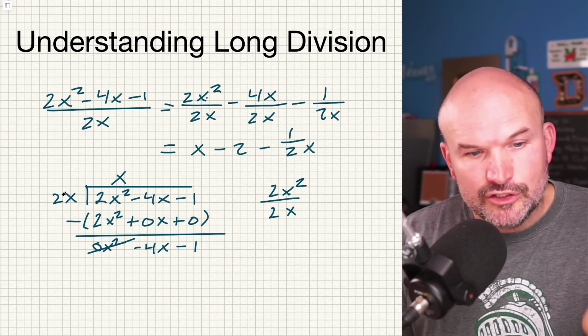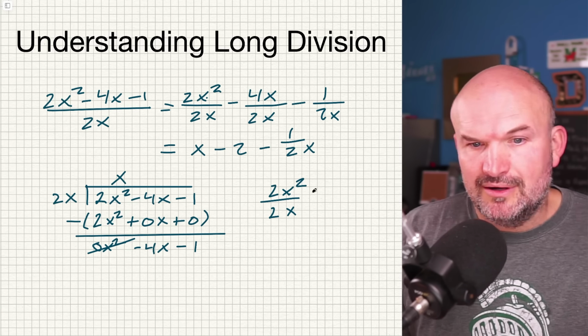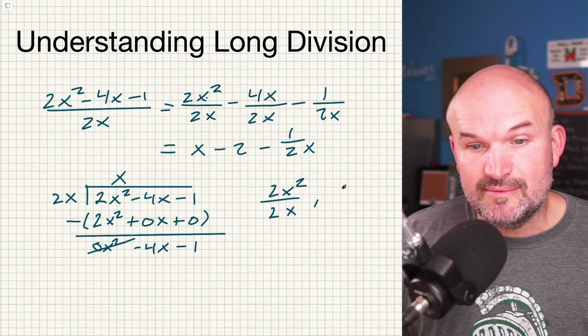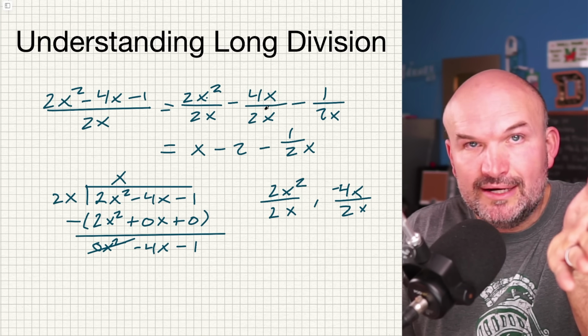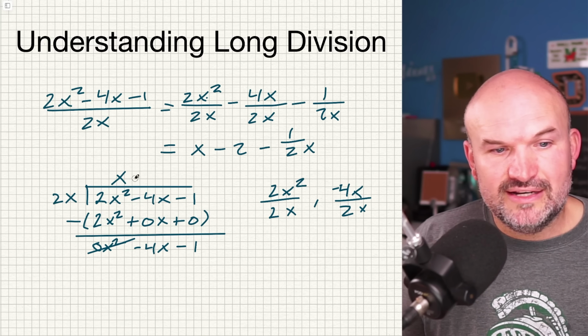Now we got to do it again. 2x divides into a negative 4. How many times does that happen? Well, again, just do the math over here. Negative 4x divided by 2x, right? It's exactly what you did over here, right? That goes in there negative 2 times.